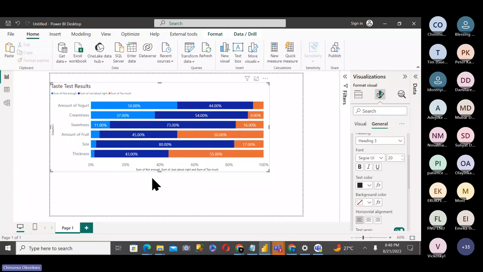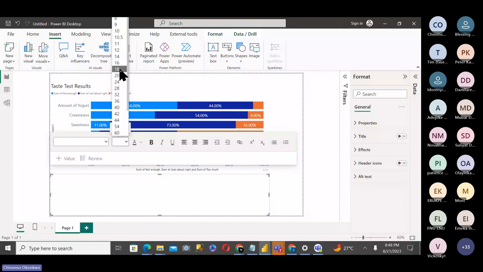So this is the text box. Now I'm going to increase the size because it's always small. Let me just increase it to like 18 first. And then I'm going to write this, my metrics, which is not enough. I'm creating my own legend. Just about right. And then too much. So I'm leaving everything as in dark first. Just for now, I'm going to reduce this and reduce this.